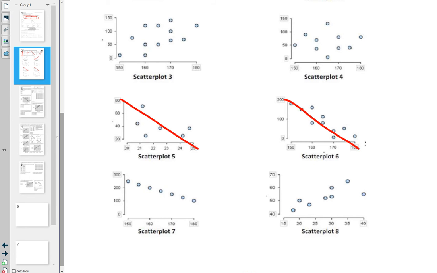How about 7? Yeah, very, very strong. It might even be perfect. Might even be a perfect -1. And then how about 8?